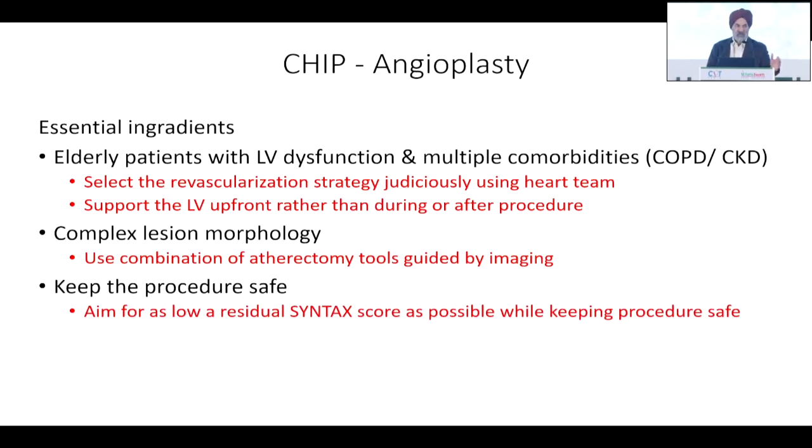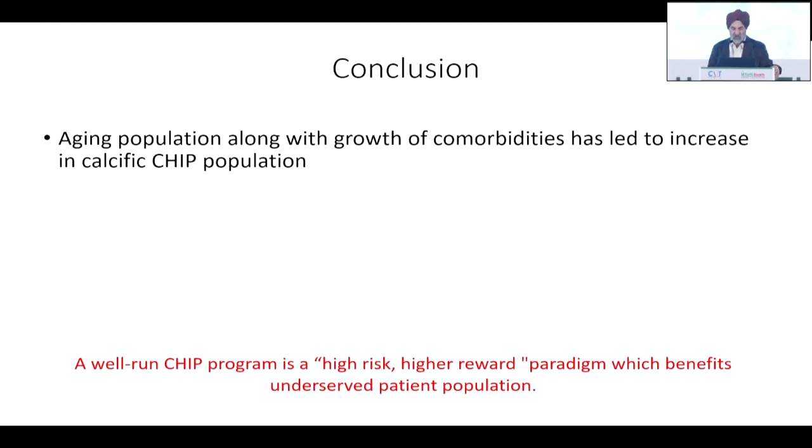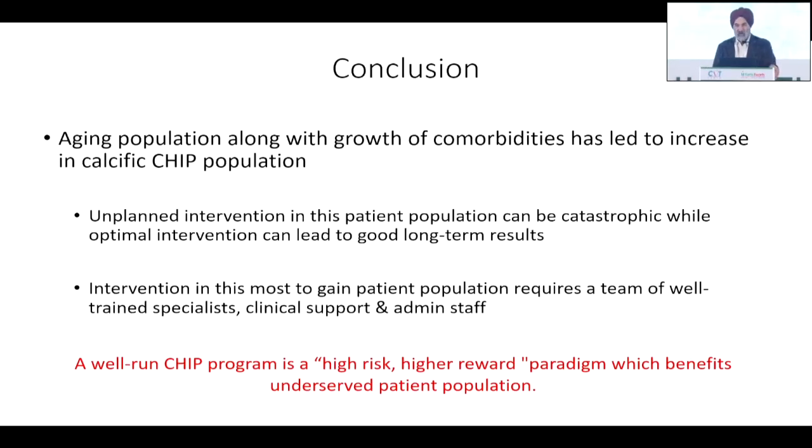You should aim for as low a SYNTAX score as possible, but you have to do meticulous planning, which must be followed up with adequate pharmacotherapy. Don't strive for perfection in these cases because that will invariably lead to complications. Well, we are dealing with an aging population, and there is a tremendous growth of comorbidities, and they present to us with very complex lesions. Unplanned interventions in this patient population can be catastrophic, so one has to plan and then execute these cases.